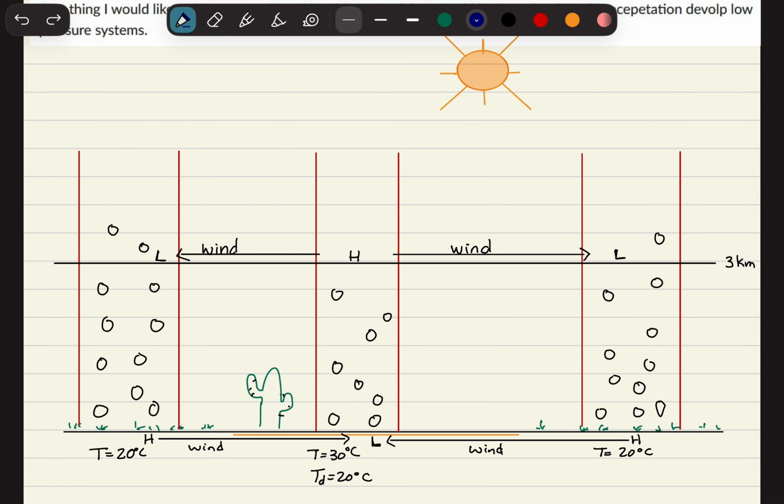Whoops. Let's try that again. Here we go. Now, why does that create clouds?